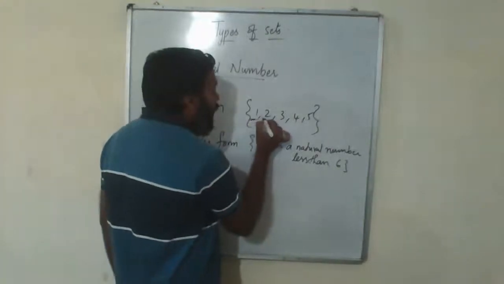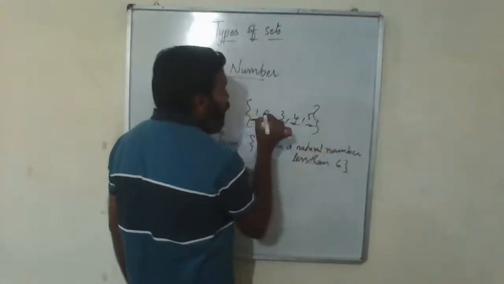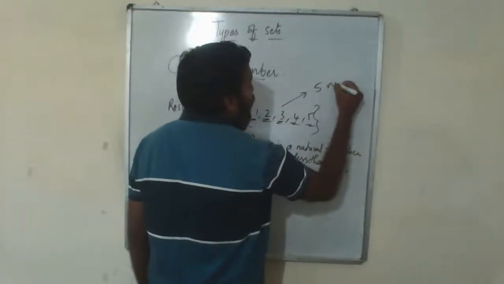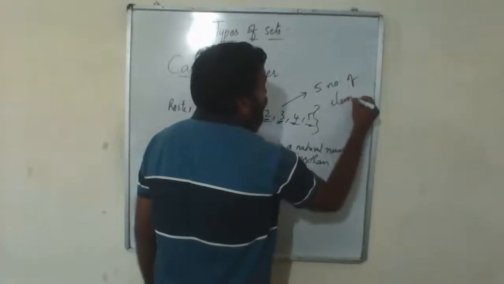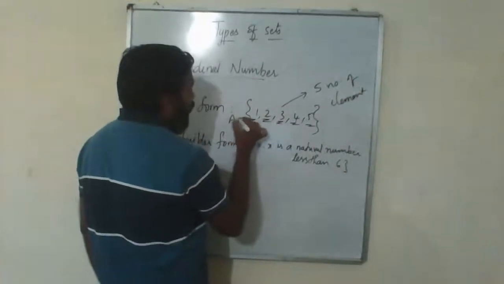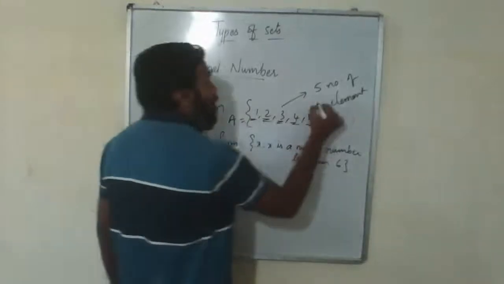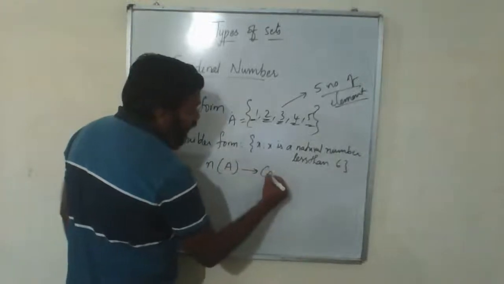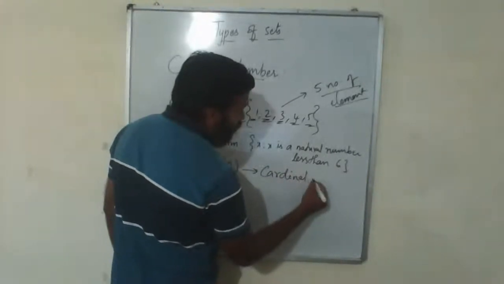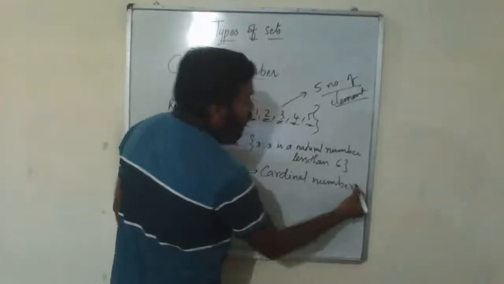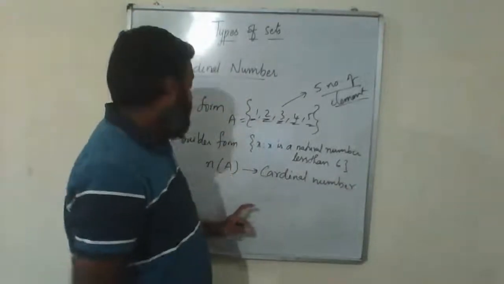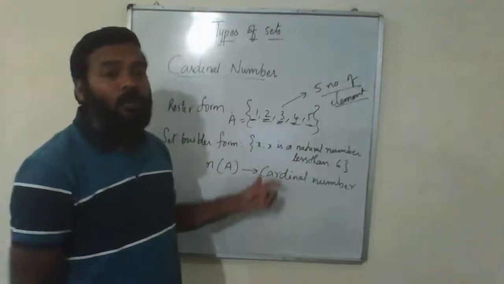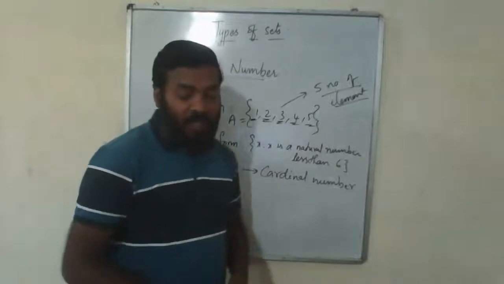Here, how many elements are there in this set? 1, 2, 3, 4, 5. There are 5 elements. Let us say this is set A, and this number is denoted as n of A, which is the cardinality or cardinal number of the set. The number of elements in a set is nothing but the cardinal number or cardinality of that set.